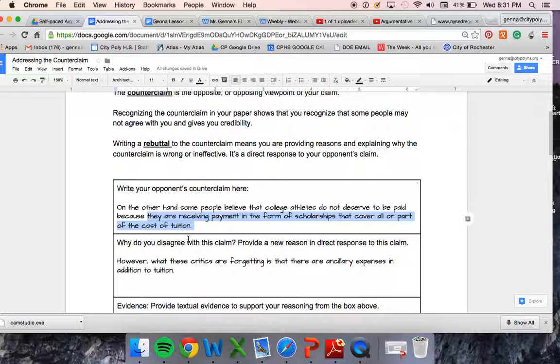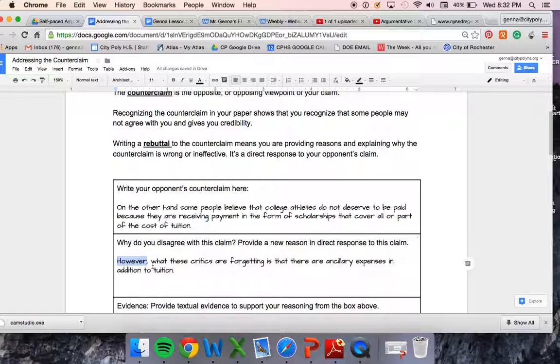And in doing so, it helps me streamline my rebuttal. It helps me focus and be very precise without going off in all of these different directions. So why do you disagree with this claim? Provide a new reason in direct response to this claim. However, right, that's a good way to start a rebuttal because some people believe this, however, they're wrong, right?